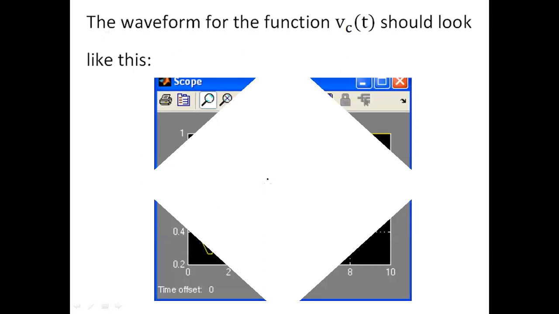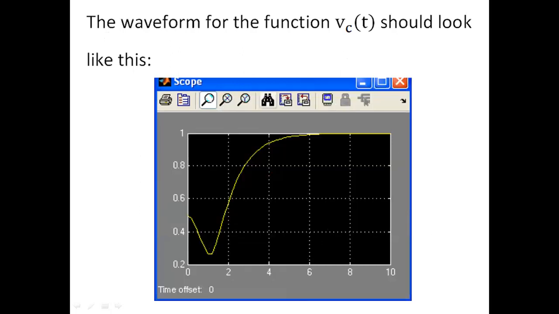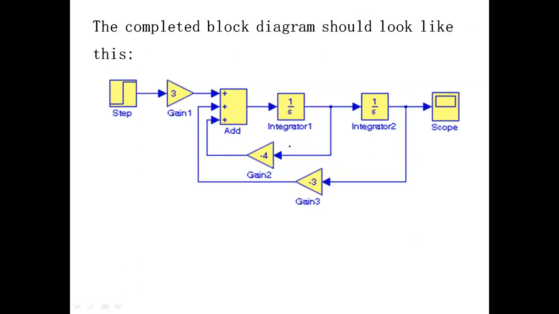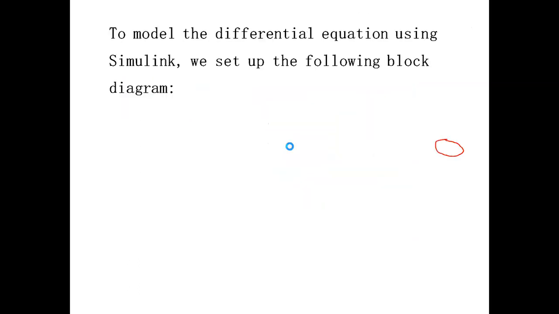The waveform for the function VC should look like this. So this is how the function for VC should look. Okay, so it's a very short presentation, but showing all the key stages that are needed. So this is what I expect you to obtain after having followed all the stages. So I'll run through the procedure once more. We get back to the first slide.